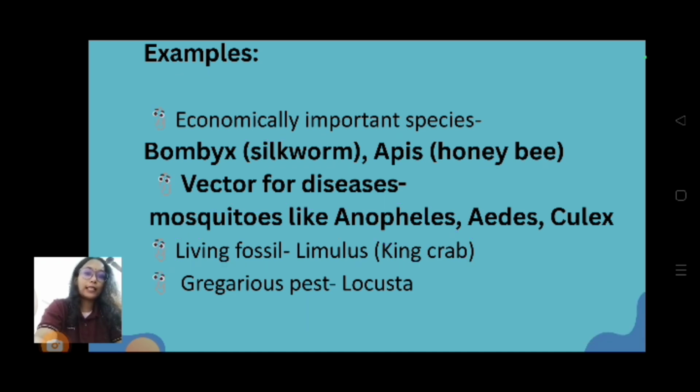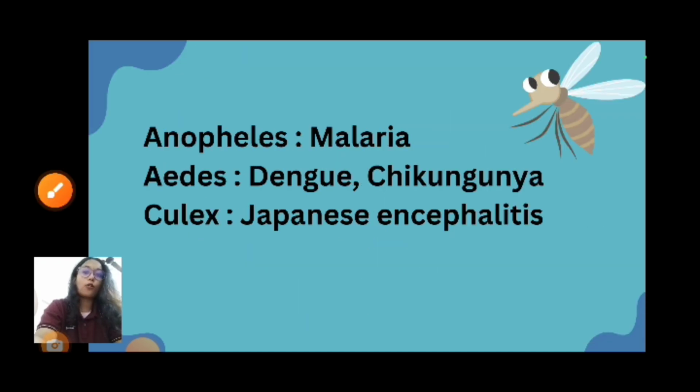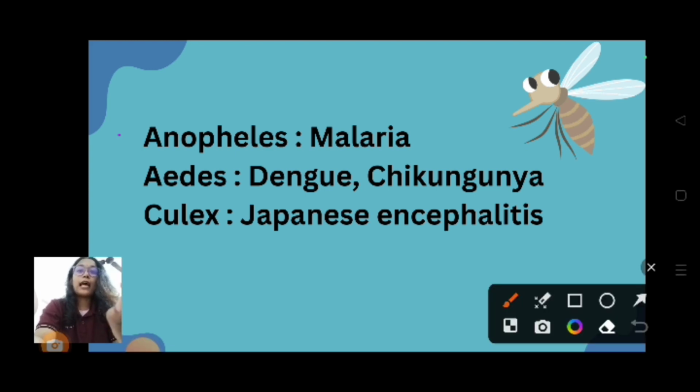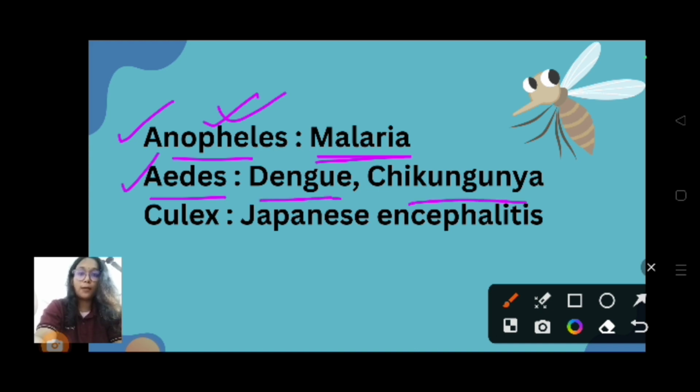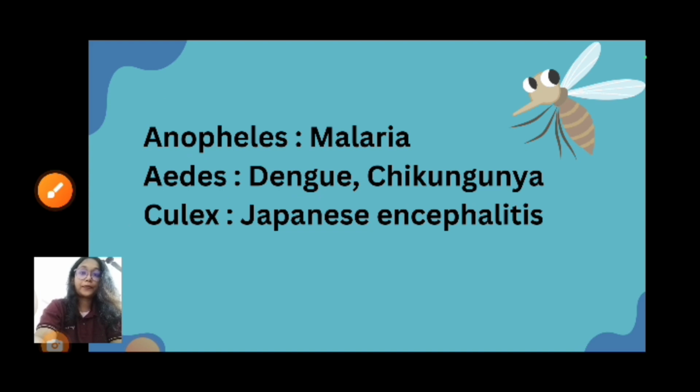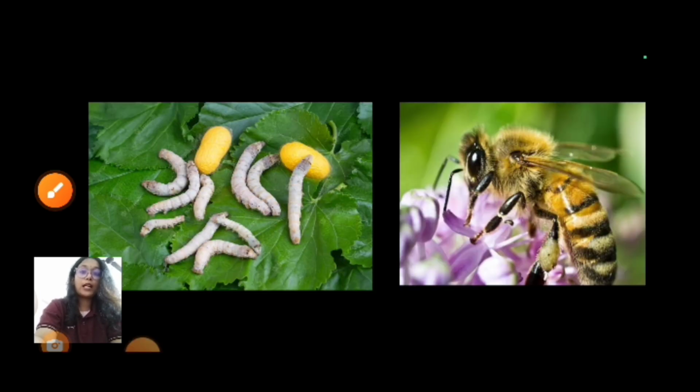Let's first see some diseases caused by mosquitoes. The female Anopheles mosquito causes malaria. Then the Aedes mosquito causes dengue and chikungunya. Then the Culex mosquito causes Japanese encephalitis. These mosquitoes act as vectors. Is it clear? Then moving on to the next slide.